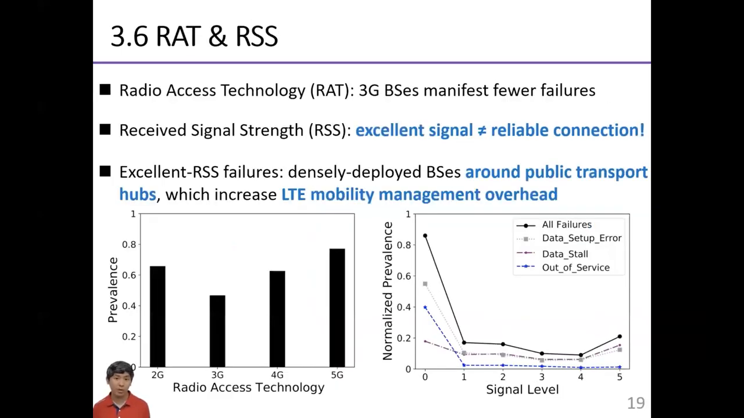Apart from findings related to Android phones, we have also provided the analysis regarding radio access technology and received signal strengths. Cellular failures are found to be less prevalent on 3G base stations, probably because 3G faces less resource contention today. For signal strengths, we surprisingly find that excellent signal in fact does not equal reliable connection. We uncovered that the prevalent excellent RSS failures mostly come from densely deployed base stations around public transport hubs, where ISPs usually densely deploy base stations so as to cope with large volumes of human traffic. However, this special strategy could also make mobility management highly complicated and challenging, leading to more prevalent failures.